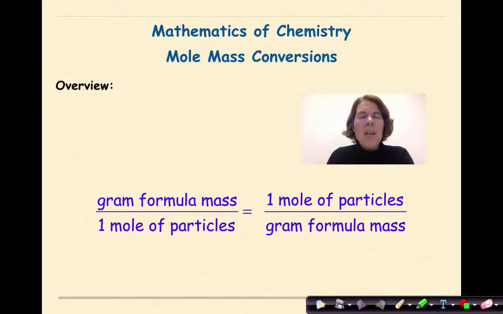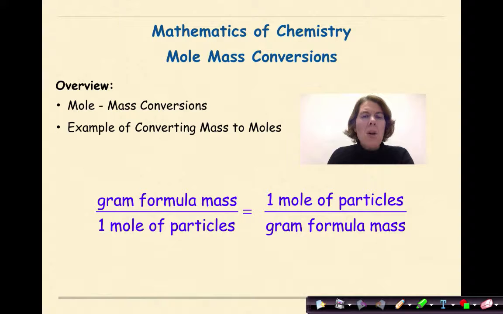Mathematics of chemistry, mole mass conversions. Specifically in this tutorial, we're going to look at mole to mass conversions. So we're going to look at an example of converting mass to moles and examples of converting moles to mass.